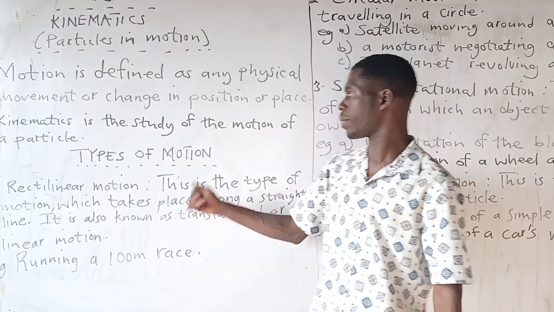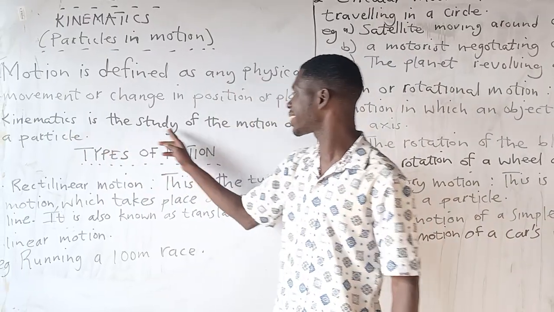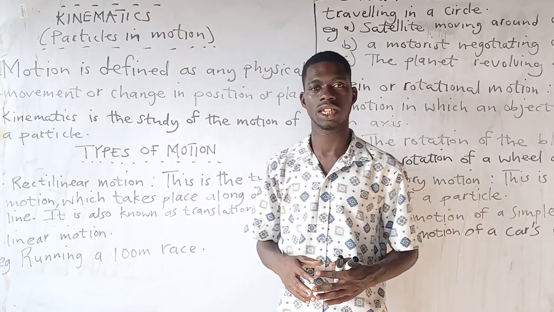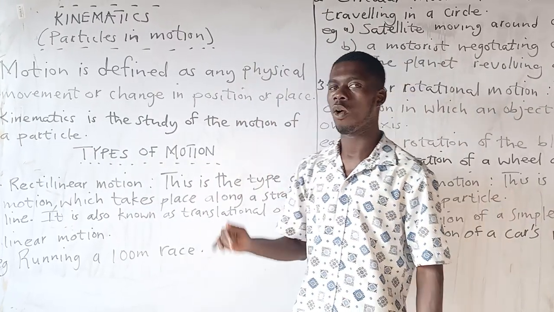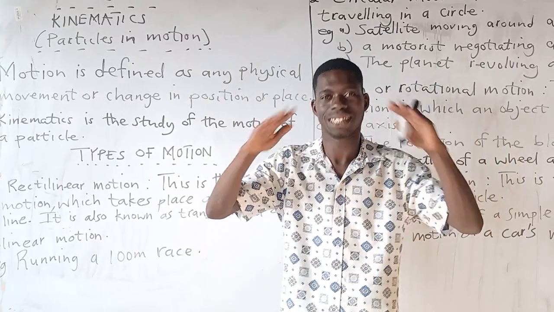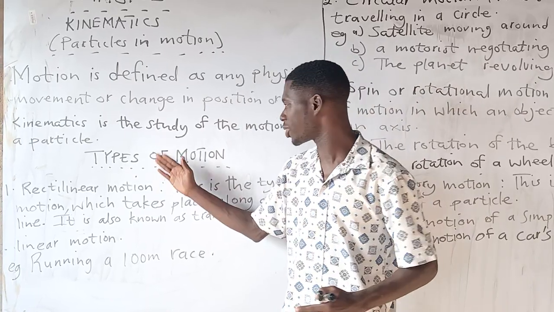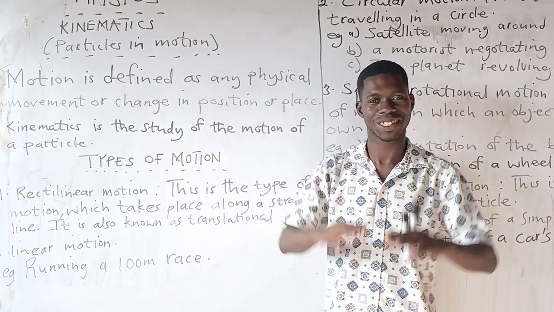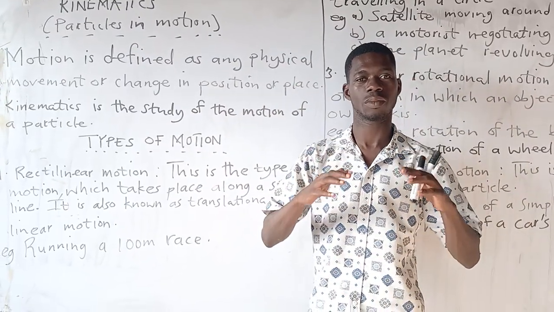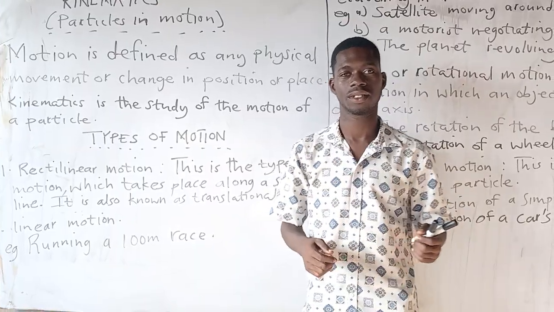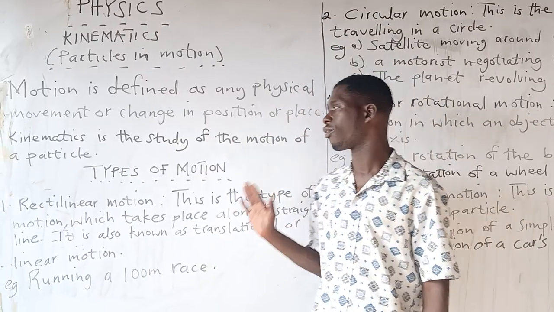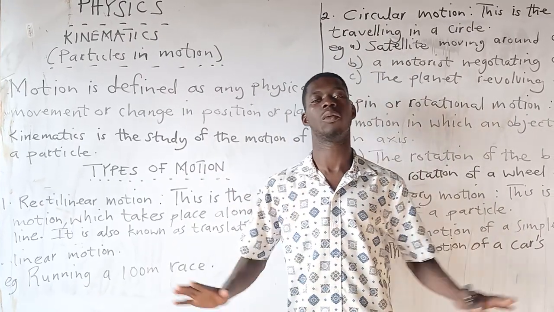Okay, so now kinematics. Kinematics is the study of the motion of a particle. So it means kinematics is the parent, and motion is the baby. Because kinematics is the study of motion. For kinematics, you are studying the motion of a particle.